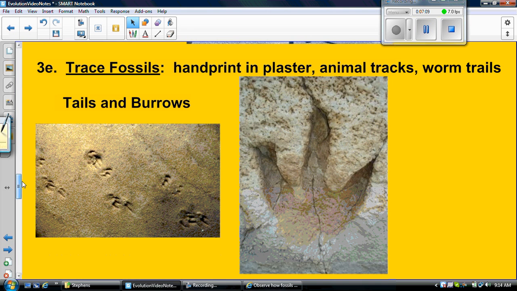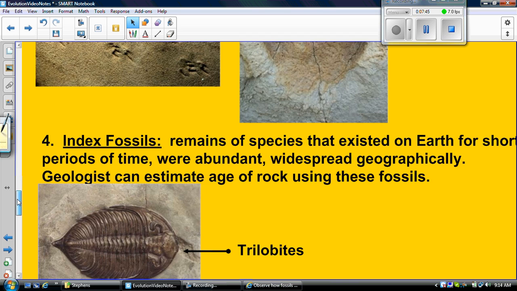Okay, trace fossils. So like handprints in plaster. When your parents made handprints or baby footprints when you guys were younger, those are called trace fossils. Animal tracks, so when animals leave tracks, like if you guys have ever gone to Dinosaur Ridge down by Morrison, you will see a ton of animal tracks from dinosaurs that were left on the rocks. Worm tails and burrows, those are all what we call trace fossils, because it just shows an idea of how big their prints were and where they roamed. So that's what a trace fossil is.